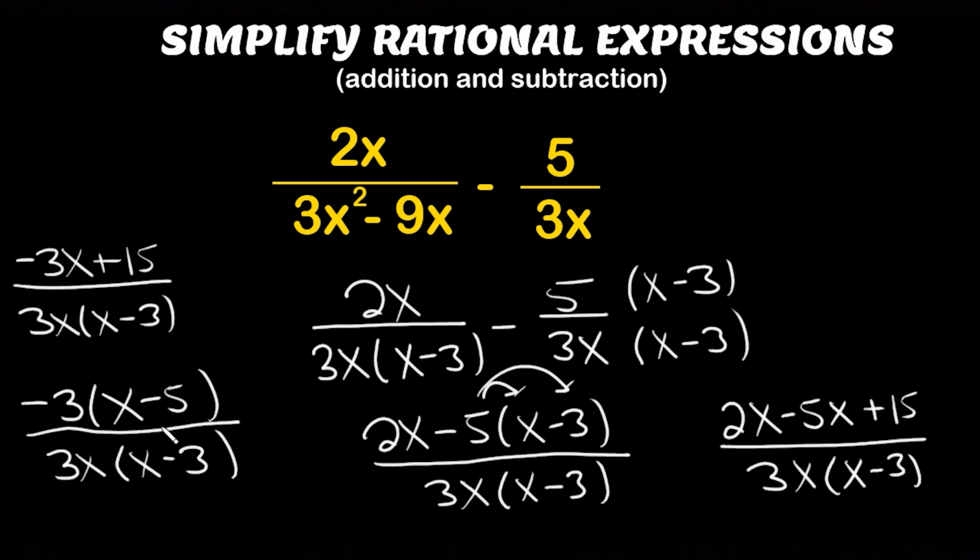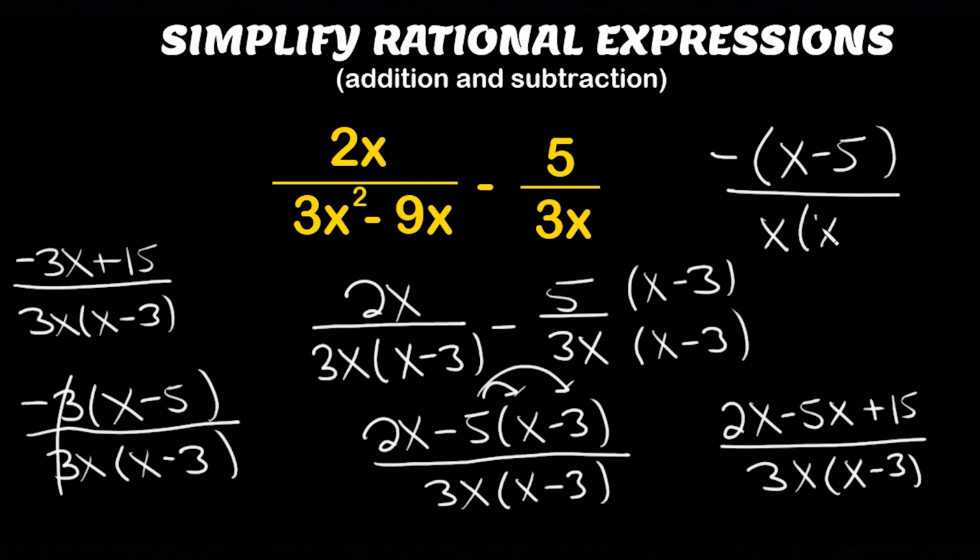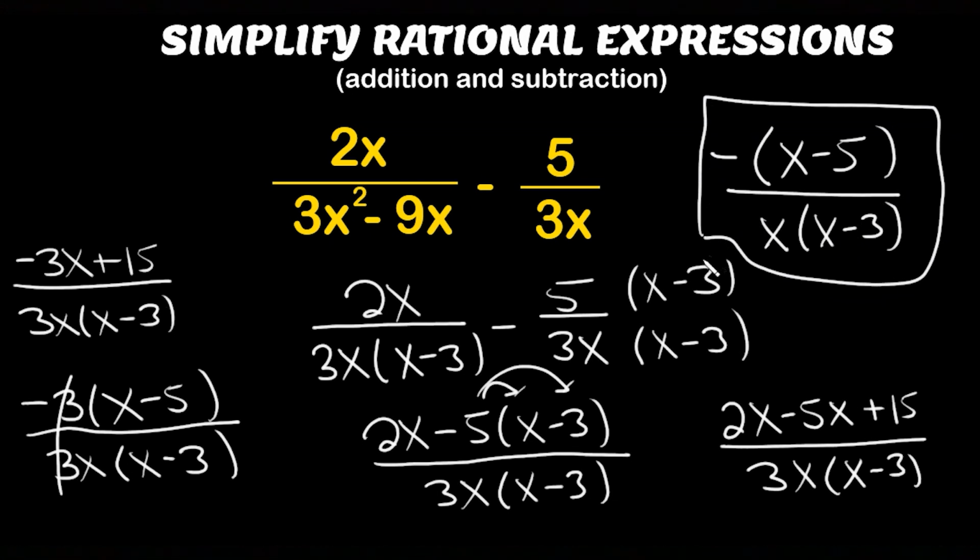Well, x minus 5 and x minus 3, those factors aren't the same. That's not going to cancel out. But these 3's here, I can go ahead and cancel these out. It's just going to reduce down to 1. So these 3's will cancel. And now I'm left with my final answer, which is going to be negative, and then in parentheses, x minus 5 all over x, and then in parentheses, x minus 3. Okay, that's done. And there it is. So that's completely simplified down. Nothing else I can do there.